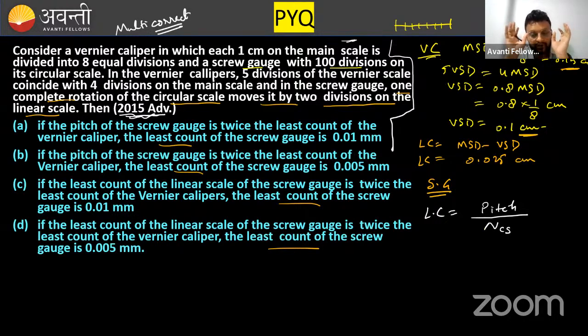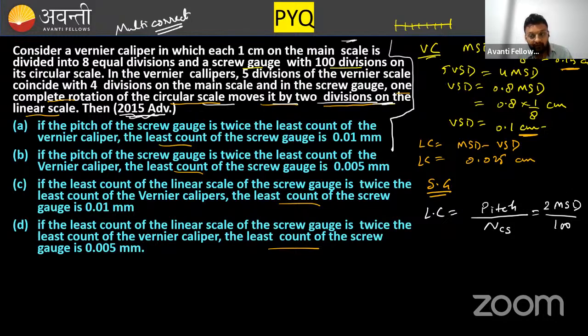What is pitch? And they are saying 1 complete rotation, the circular scale moves by 2 divisions on the main scale. Can I say it will be 2 main scale divisions divided by the number of circular divisions? How many were there in this? It is mentioned somewhere, 100. So the least count is 2 main scale divisions by 100. I am not saying this is the formula. This is the data. From data I can collect it. Very good.